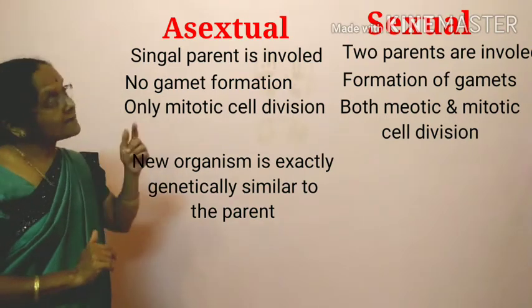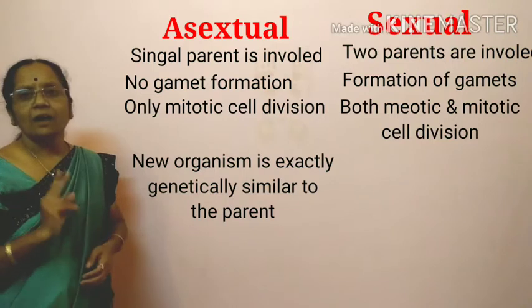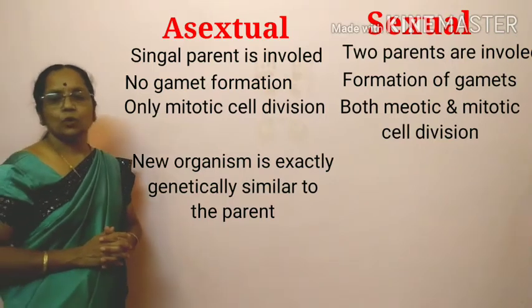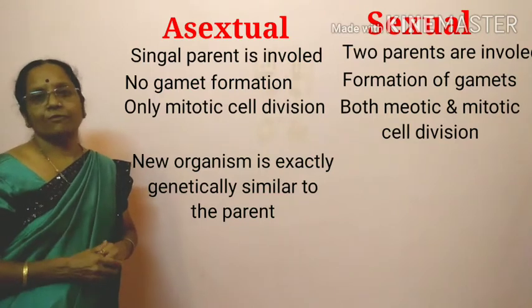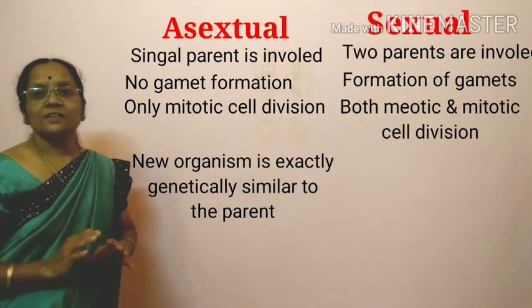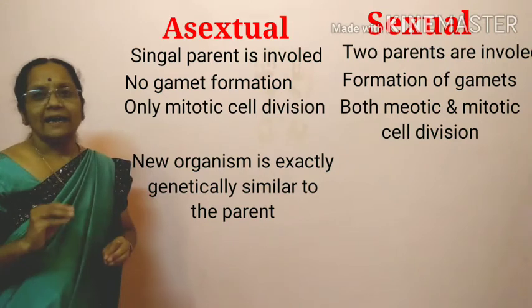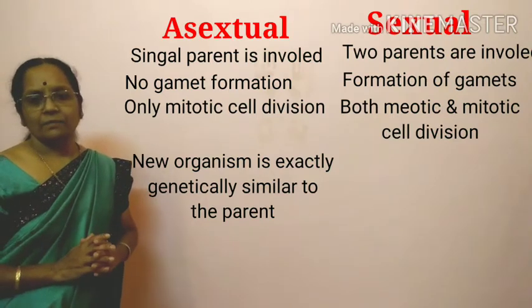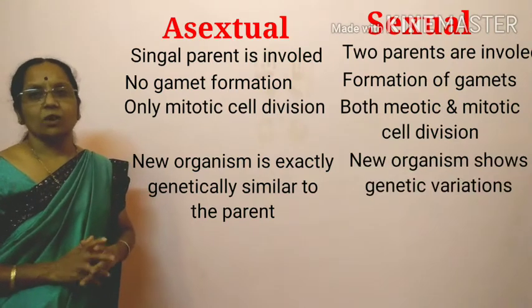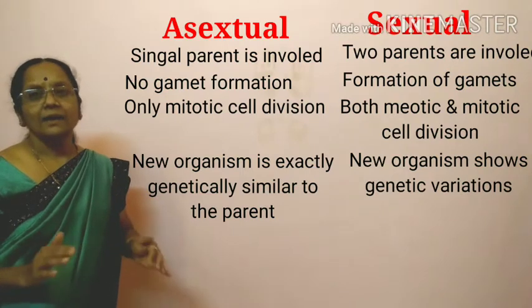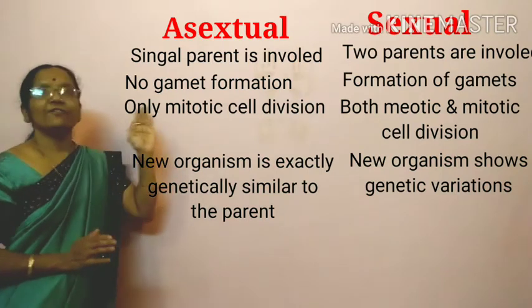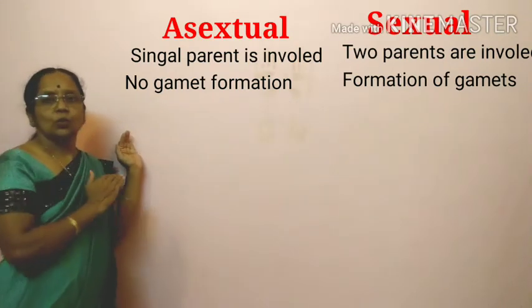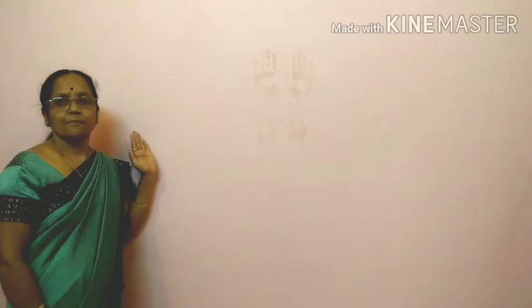Students, in sexual reproduction, there are two parents. Two parent cells are there. So the new organism formed does not look exactly like any one of the parents. The genetic characteristics are different. These are the differences between these two reproduction types.